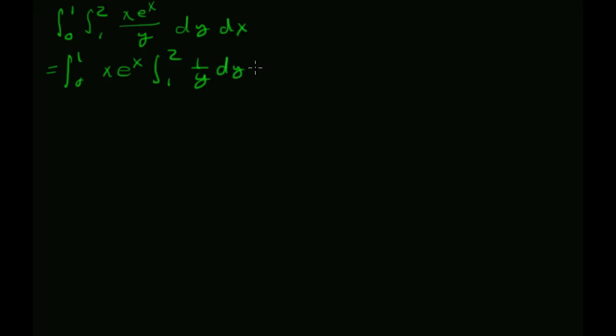this. Because within the y bounds and the y integral, these are just a constant. You can always bring a constant out in front of the integral. So let's see, we've got 0 to 1, x e to the x. The antiderivative of 1 over y is going to be the natural log of the absolute value of y, and we're going to evaluate that from 1 to 2.